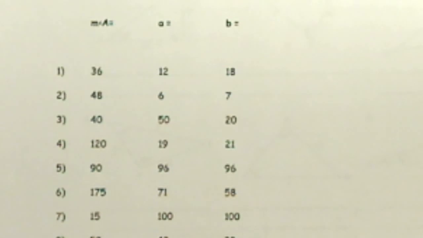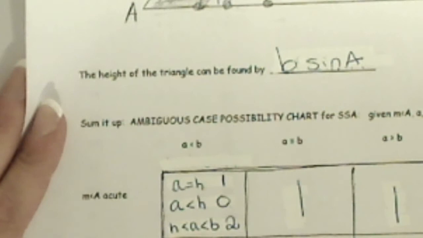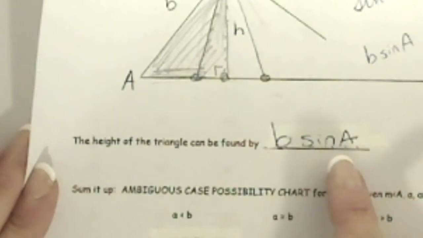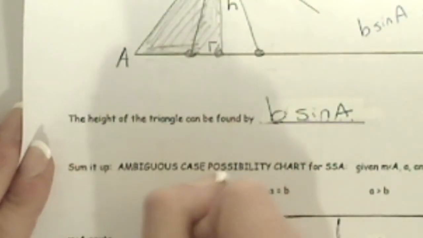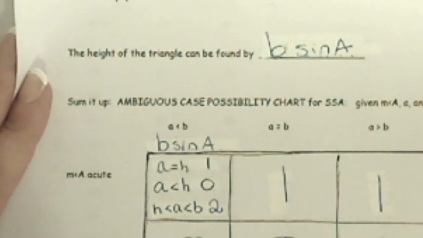And then for the cases where you are ambiguous, you're going to have to work out the height of the triangle by doing what we discussed here as B sine A to figure out if there are 0, 1, or 2 triangles. So we will practice that in class together. So this will be kind of like our first flipped lesson.